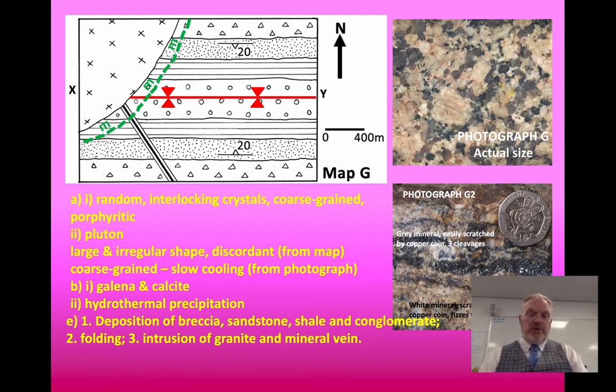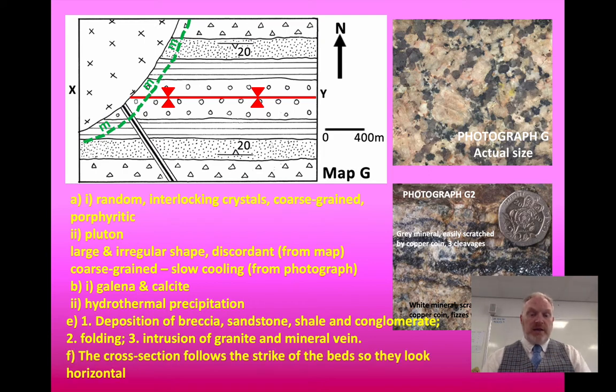Finally then, those of you that dug deeper, that fold isn't very obvious on the cross-section between X and Y. We can't see it. And the reason for that is that the cross-section is actually following the strike of the beds, not the dip of the beds. And if that's the case, those beds, doesn't really matter how steeply they're dipping, they're always going to look horizontal.